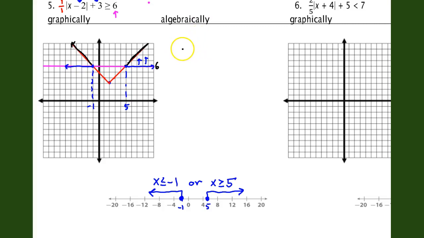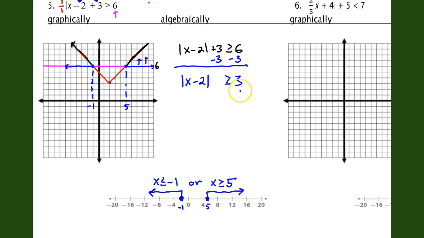Okay, so we have absolute value of x minus 2 plus 3 greater than or equal to 6. And like before, let's subtract 3 from both sides. So we have absolute value of x minus 2 is now greater than or equal to 6 minus 3, which is 3. And like before, we can have a positive and a negative, right? So we'll get two solutions here.